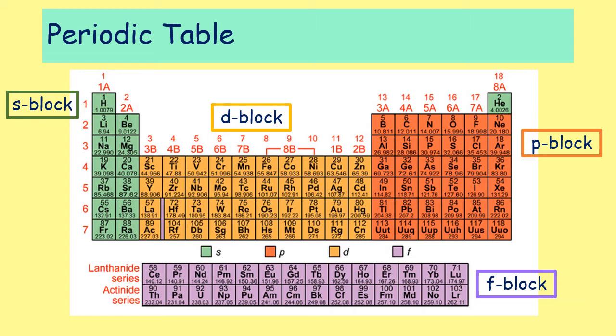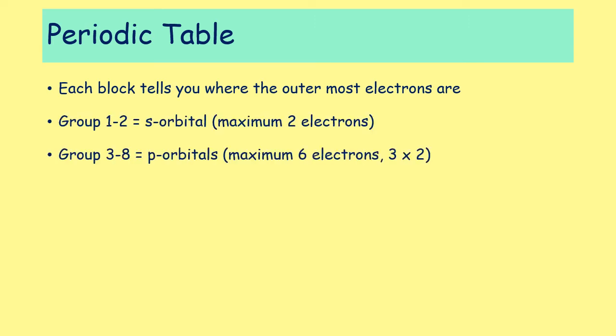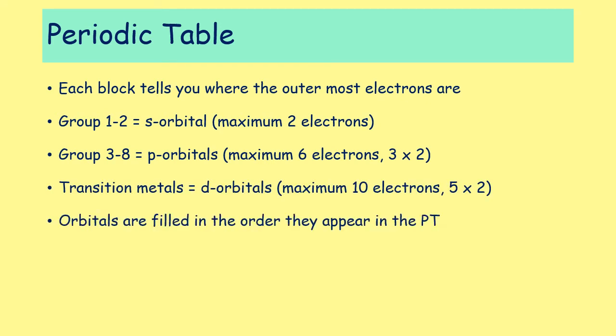Once you know these blocks, you can start talking about filling orbitals with electrons. There are going to be 3 rules for how orbitals get filled. The blocks tell you where the outermost electrons are: group 1 and 2, s orbitals; group 3 to 8, the p orbitals; your transition metals, your d orbitals. The orbitals are filled in the order in which they appear in the periodic table.